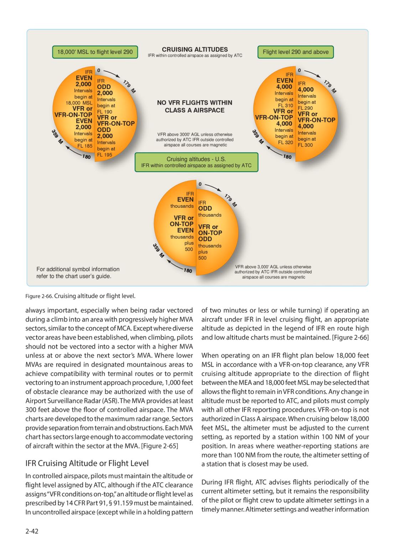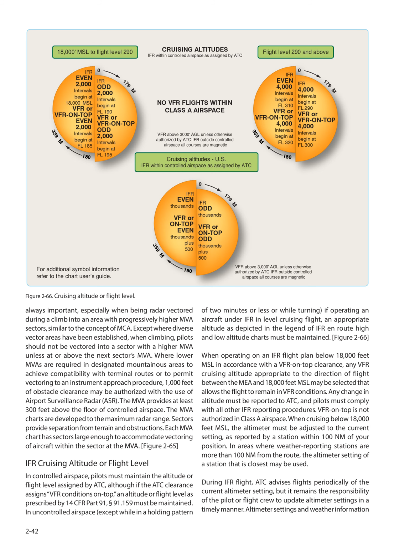Figure 266, when operating on an IFR flight planned below 18,000 feet MSL in accordance with a VFR on top clearance, any VFR cruising altitude appropriate to the direction of flight between the MEA and 18,000 feet MSL may be selected that allows the flight to remain in VFR conditions. Any change in altitude must be reported to ATC, and pilots must comply with all other IFR reporting procedures. VFR on top is not authorized in Class A airspace.